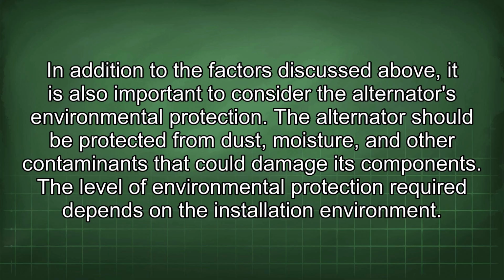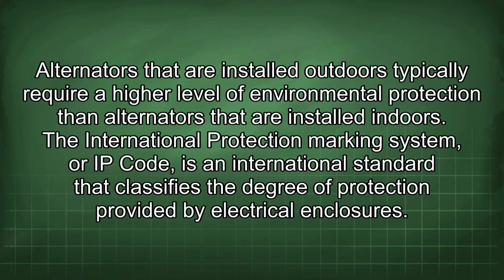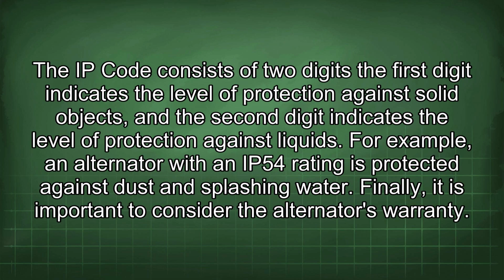The level of environmental protection required depends on the installation environment. Alternators that are installed outdoors typically require a higher level of environmental protection than alternators that are installed indoors. The International Protection Marking System, or IP code, is an international standard that classifies the degree of protection provided by electrical enclosures. The IP code consists of 2 digits.